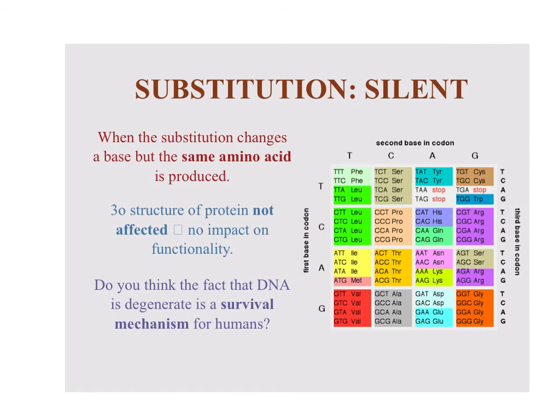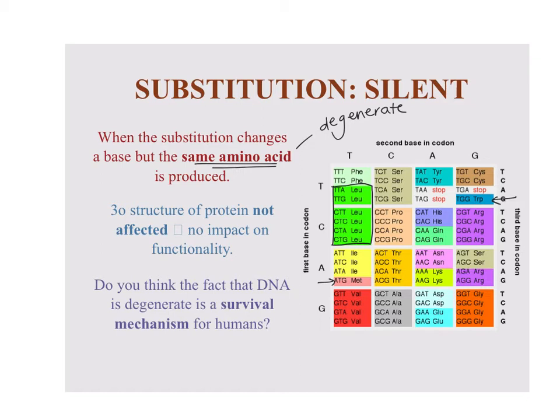Now the final effect of a substitution mutation is a silent mutation, and this is where we've got that change of base, but we've still got the same amino acid produced. And this is because we've got a degenerate sequence. Remember that means that we've got more than one triplet codon coding for the same amino acid. You can see here that for things like leucine, there are 6 different triplet sequences that code for that amino acid. And almost all of them, apart from methionine and tryptophan up here, have got more than one triplet sequence that codes for them.